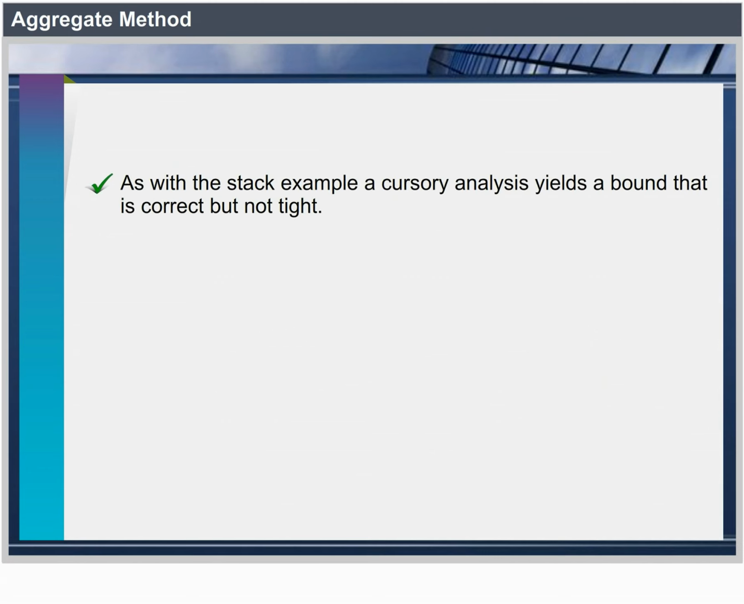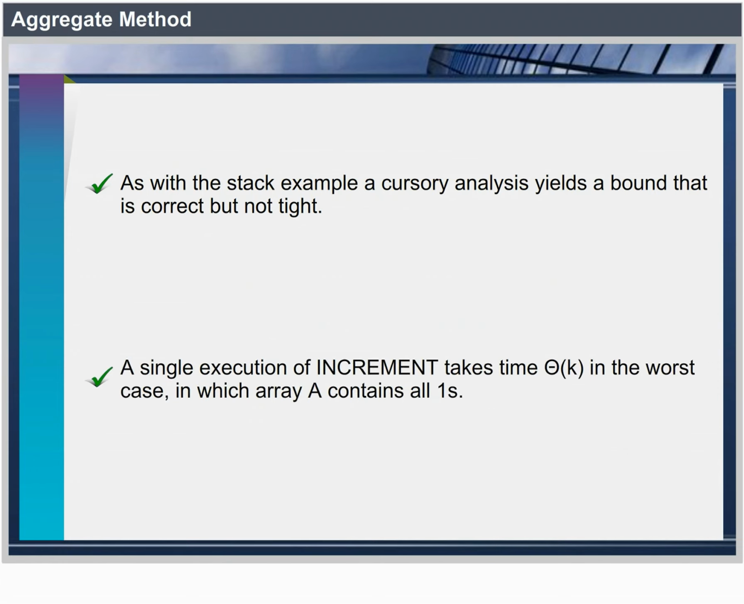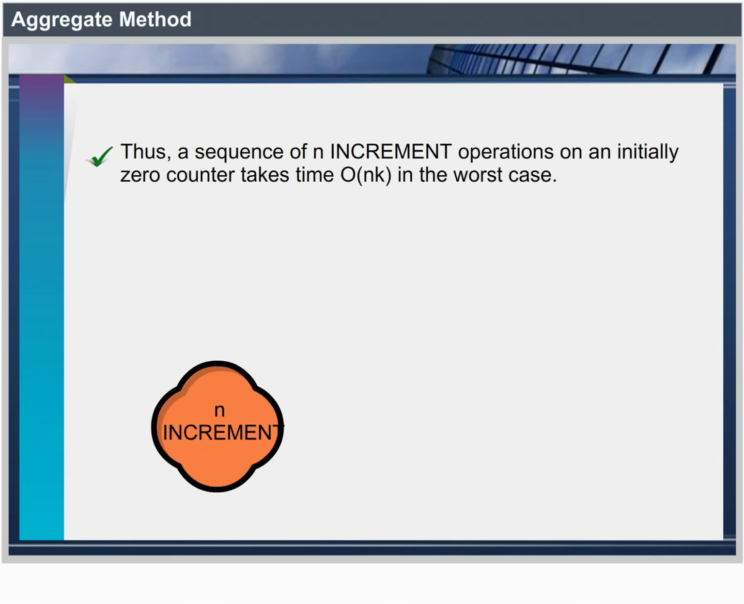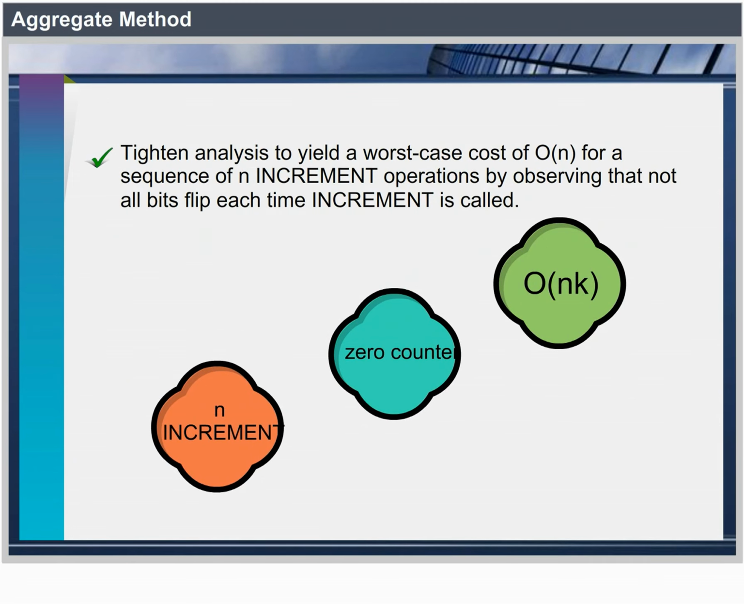As with the stack example, a cursory analysis yields a bound that is correct but not tight. A single execution of increment takes time Θ(k) in the worst case, in which array A contains all ones. Thus a sequence of n increment operations on an initially 0 counter takes time O(nk) in the worst case. We can tighten the analysis to yield a worst-case cost of O(n) for a sequence of n increment operations by observing that not all bits flip each time increment is called.